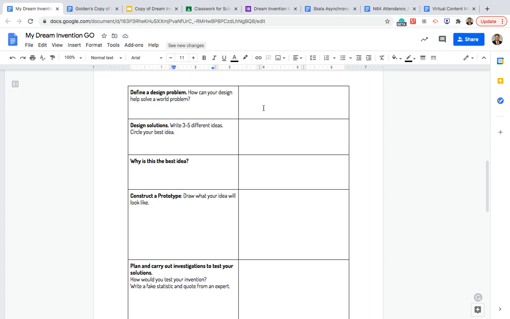With the variety of different ideas that have come up, there are some like the trash bot, where the problem is there is too much trash on the side of the road. The best way we could fix this would be to come up with a trash bot, a machine that goes and picks up that trash. From there, we're going to design solutions, 3 to 5 different ideas.